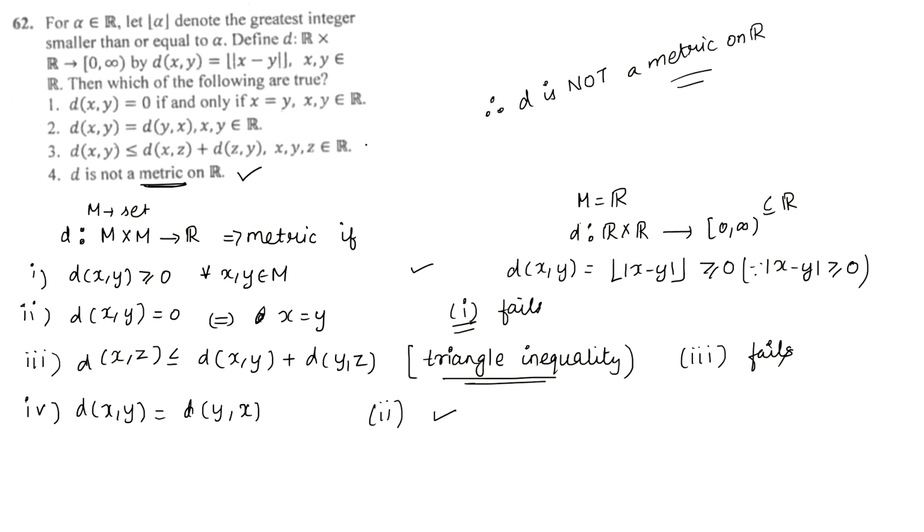Option number 4 is true. Option number 3 was false. Option number 2 was again true. And option number 1 was wrong. So the correct answers are 2 and 4. So these two are the correct answer.